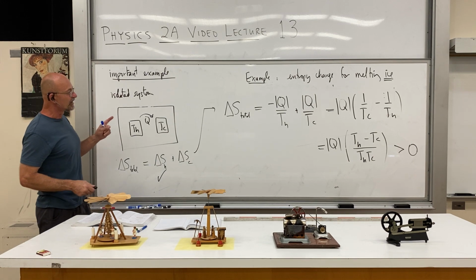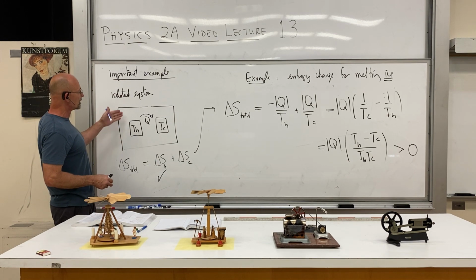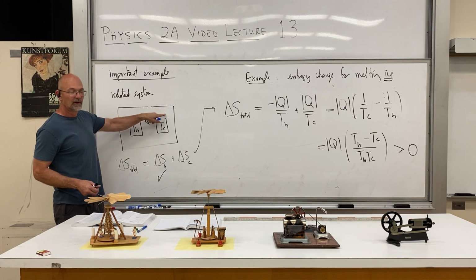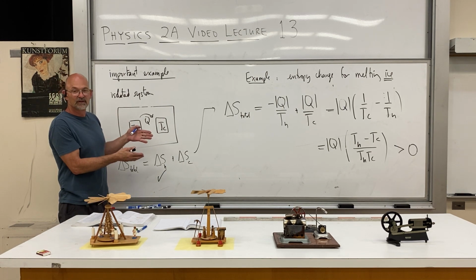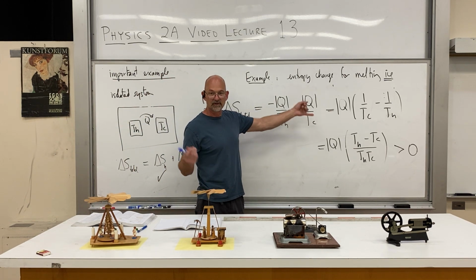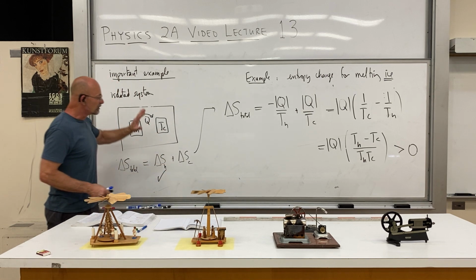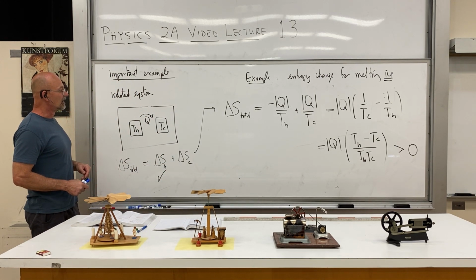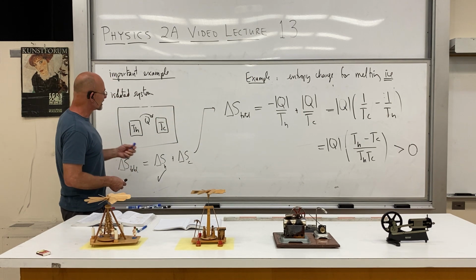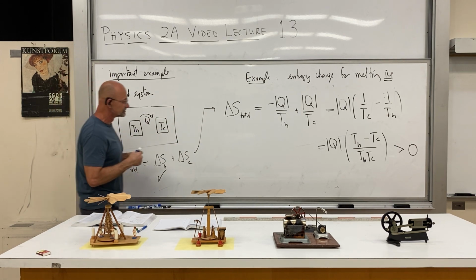One of the homework problems I'm going to assign talks about energy flowing from the sun to the earth. And really, you're just going to do this calculation, except they're going to give you some high sun temperature and some earth temperature, okay? So a very important example that you can totally trust this law because this is what it means.